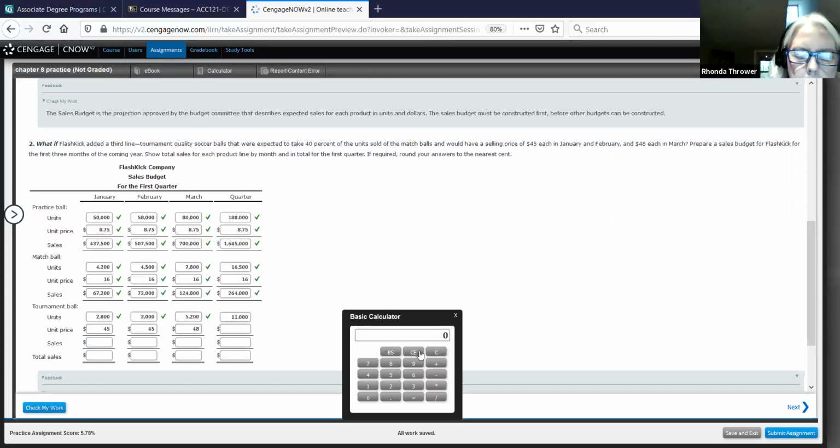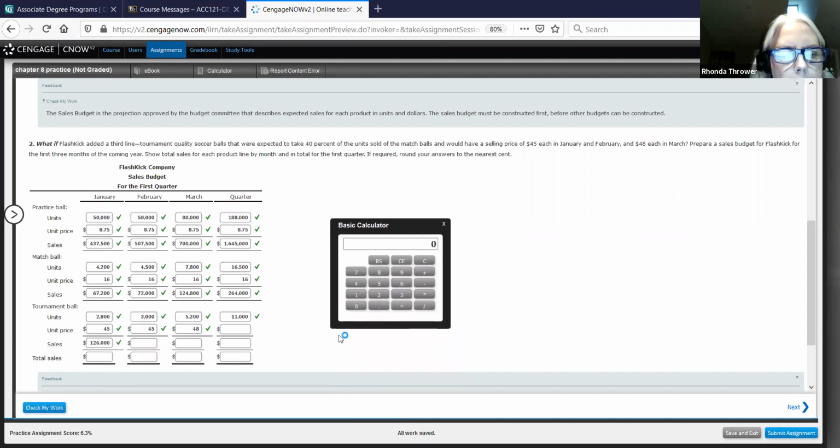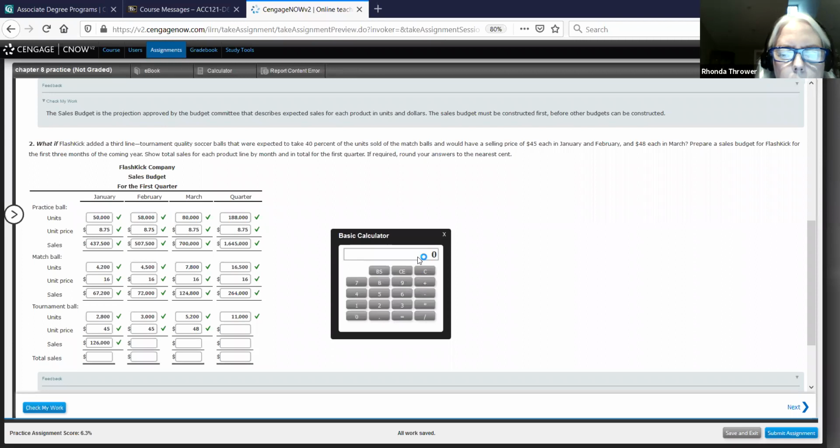So 2,800 times 45 equals 126,000. And I'm going to go ahead and check my work as I go so we can make sure that we've got the right math in there. And so it's 3,000 for February times 45.